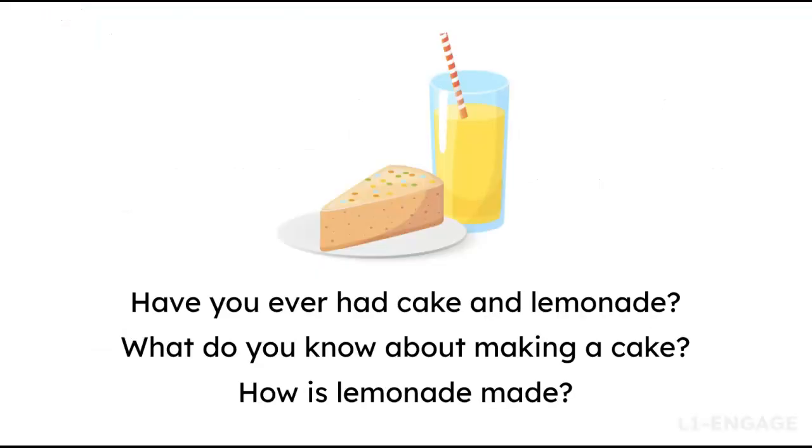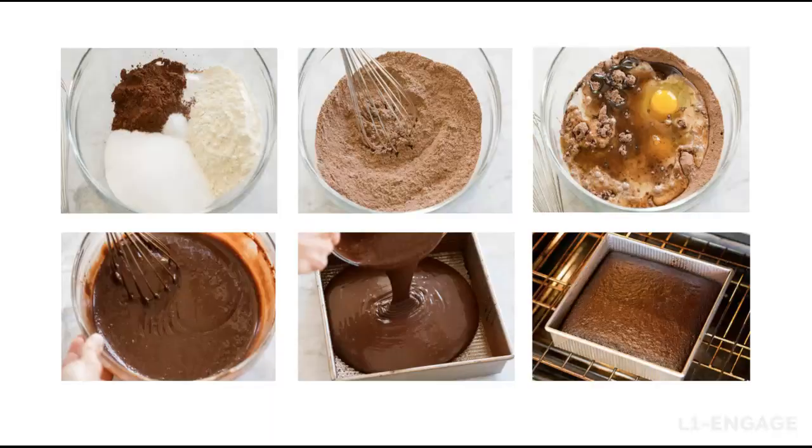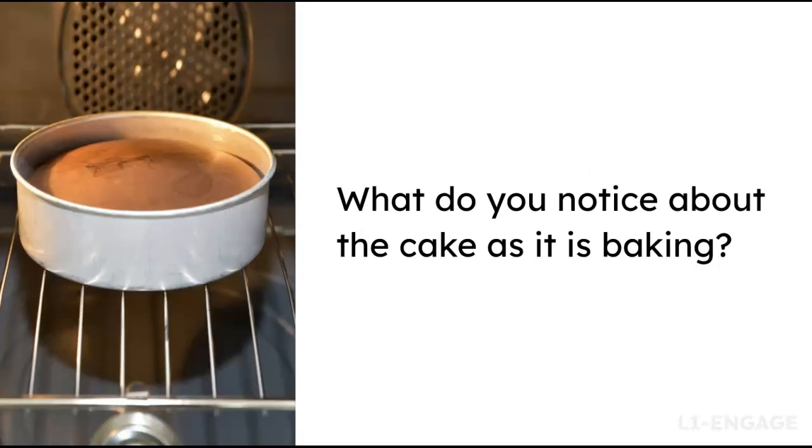You'll then ask students about their experiences with cake and lemonade, and show them pictures and videos of the cake baking process. You'll ask students about what they think about cake ingredients and what they think happens when the ingredients are mixed together, and what they notice about cake as it is baking. You'll allow students to turn and talk, then share a few answers with the whole class. You'll record student ideas on a chart so they can revisit and revise their ideas later.